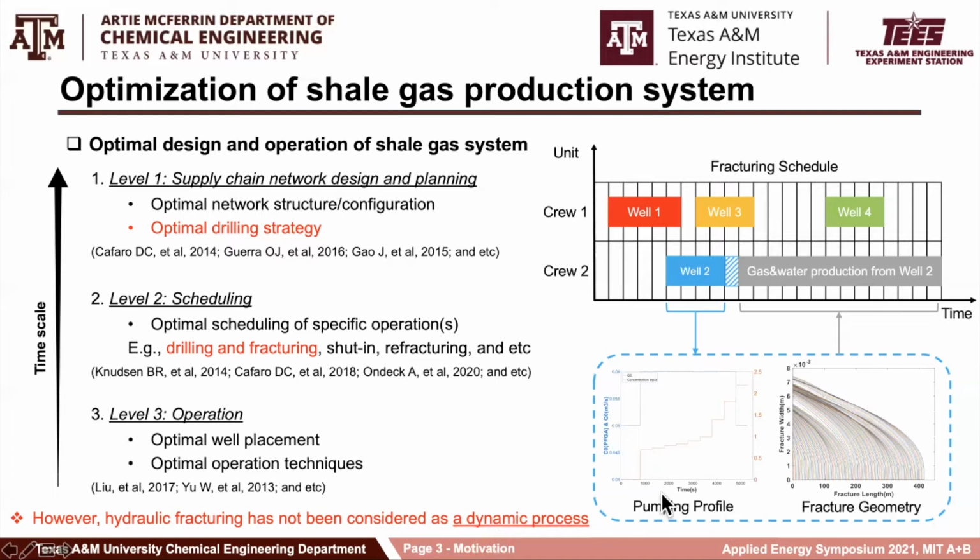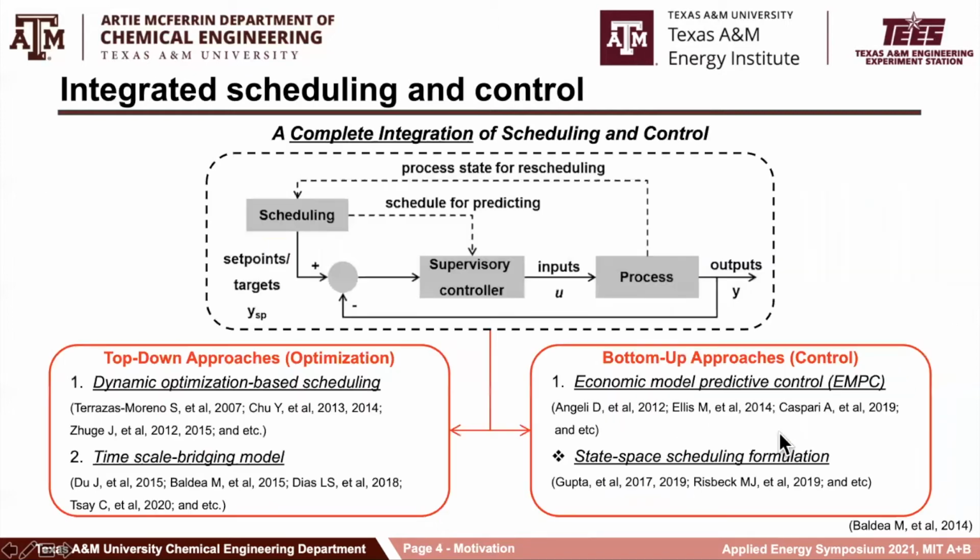However, one problem is that few of the studies consider hydraulic fracturing as a dynamic process. In other words, since the pumping profile determines the freshwater requirement and the resulting fracture geometry affects the shale gas production, both of them should be considered as decision variables and determined simultaneously with the schedule for better overall performance, which requires the seamless integration of the scheduling and process control.